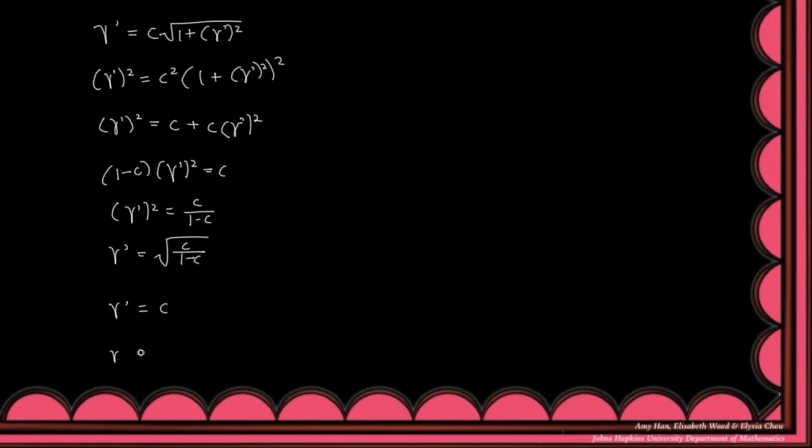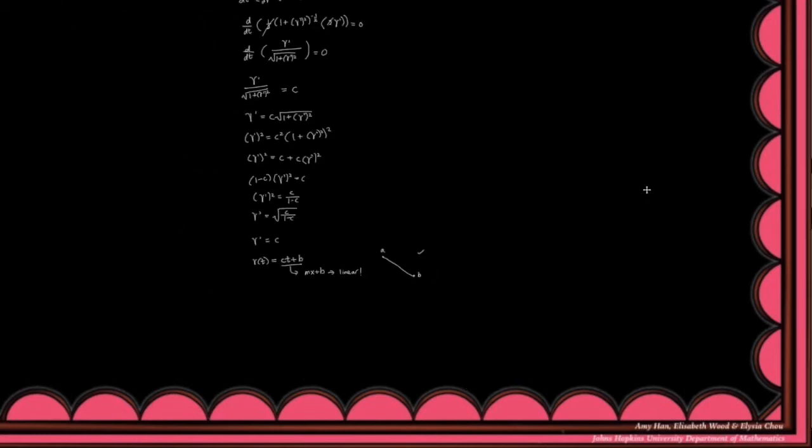Now, the only way that gamma prime would ever equal a constant would be if gamma were a straight line. Now, changing this into more familiar notation, mx plus b, you'll notice that the solution is linear. Okay, so the shortest distance between any points a and b in the Euclidean plane is indeed a straight line. So as you see, using the Euler-Lagrange equation does give us a solution that matches our intuition, namely that the shortest distance between any points a and b is indeed a straight line.